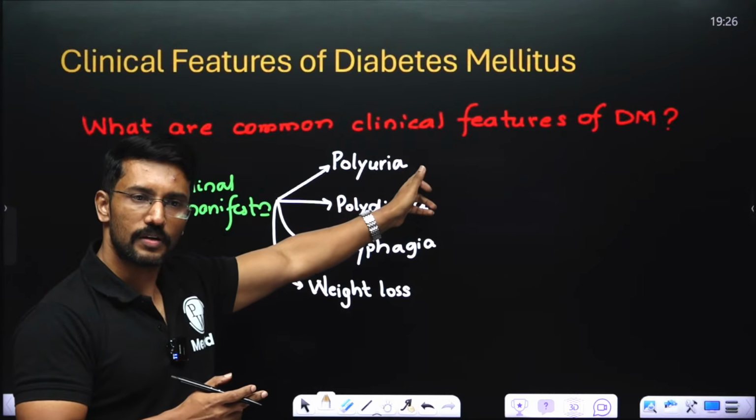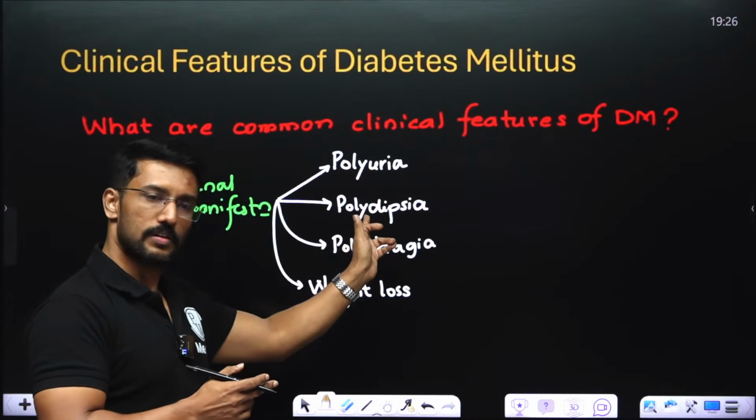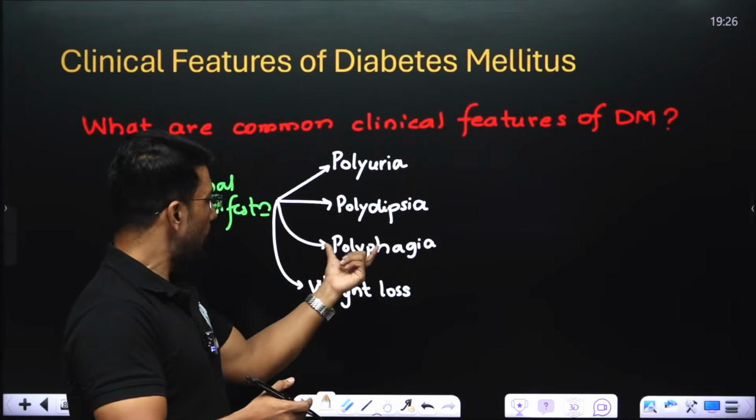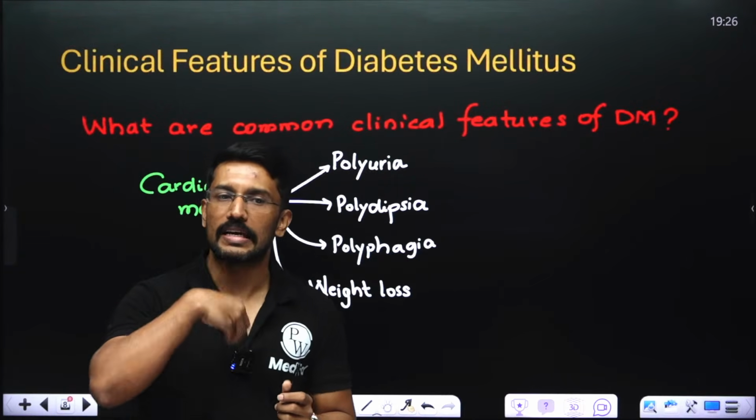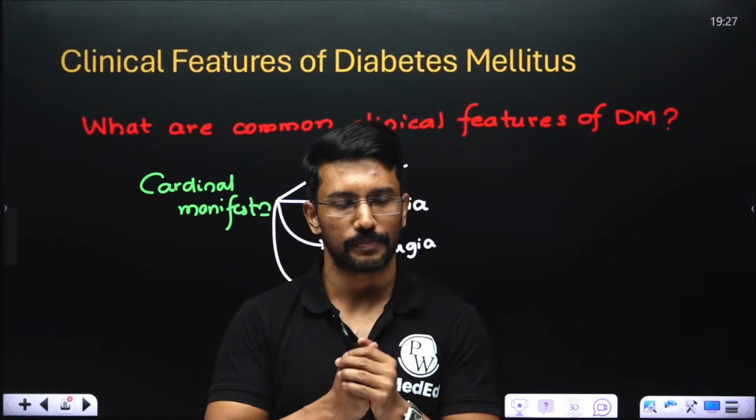Glucose loss in urine results in water loss. Water loss results in activation of the thirst center, and that results in polydipsia. Now why polyphagia? Polyphagia means increased eating or increased hunger. Why do they have polyphagia?